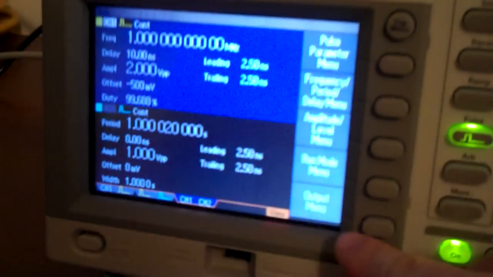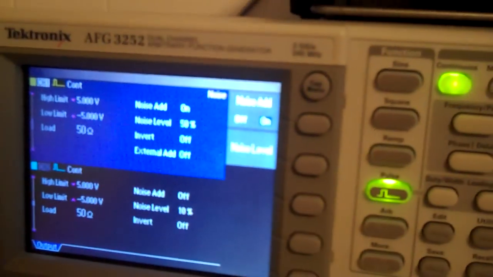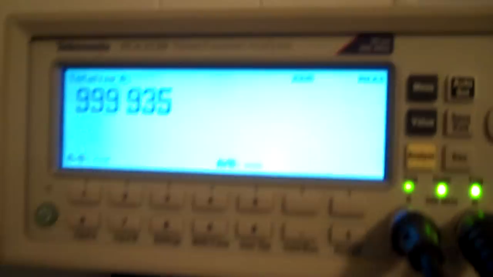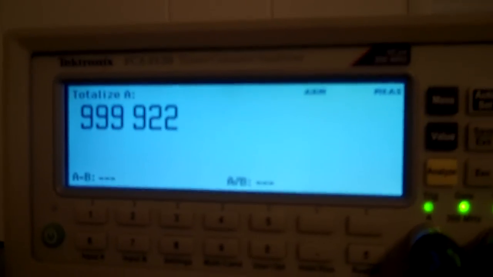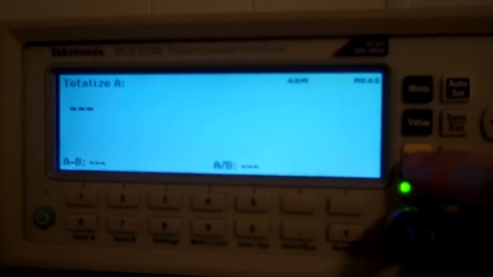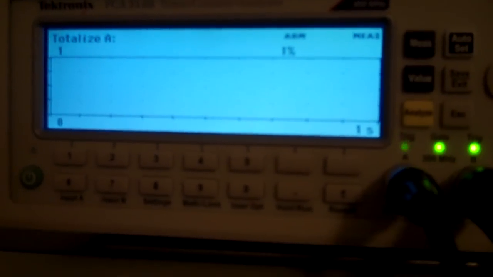Now what I'm going to do is on the AFG, I'm going to add some noise. The noise is going to simulate dropped pulses. Come over here, look at my timer, and all of a sudden I can see, hey, look, I've dropped pulses. Let me restart my counter. Come over to my display here, and I'm going to bring up a histogram.